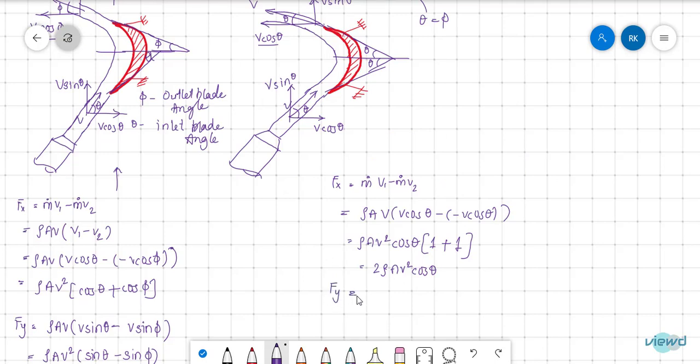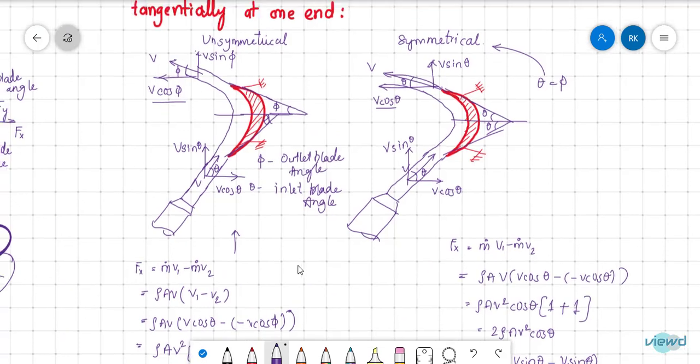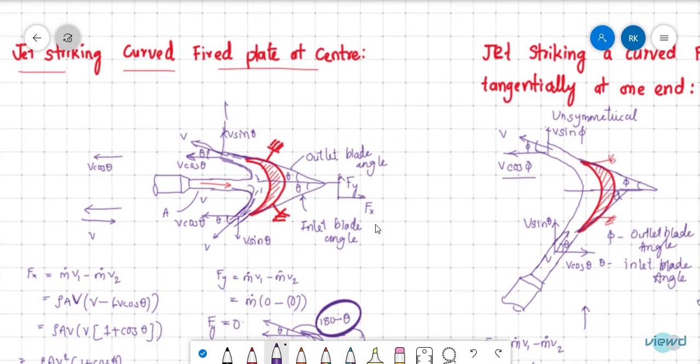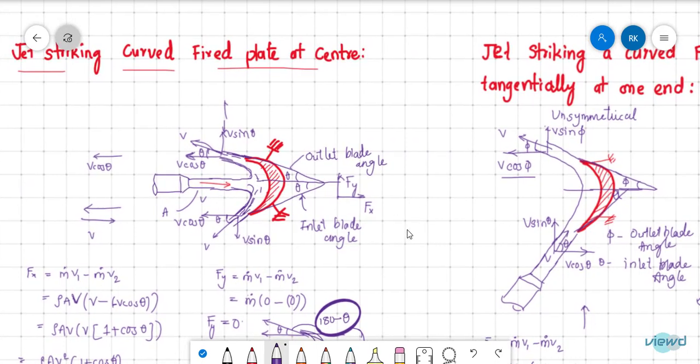So what about Fy? Fy is equal to rho AV into v1. What is entering velocity? V sin theta. V sin theta minus the leaving velocity also V sin theta. So rho AV into V sin theta minus V sin theta, that is equal to 0. Fy is equal to 0. So this is how you need to analyze when it is striking at center, and when it is striking in a tangential direction.